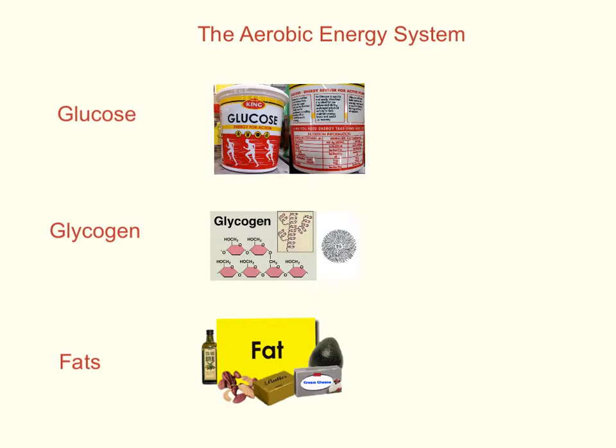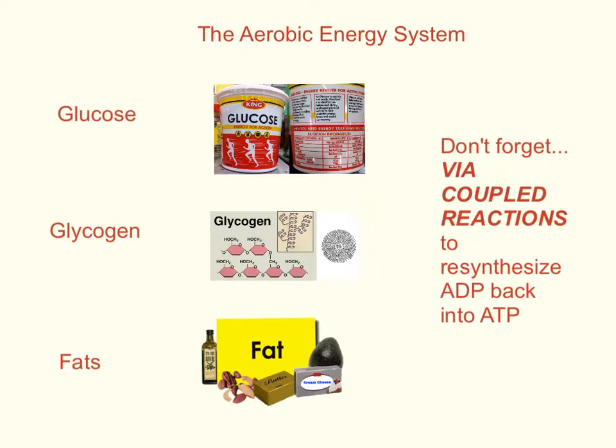If you can remember back to the ATP-PC and the lactic acid system, one of the first things that you must recall is the fuels that each energy system uses in order to provide energy. The aerobic energy system will use glucose, glycogen, and fats to provide energy via coupled reactions, which is used to resynthesize ADP back into ATP.